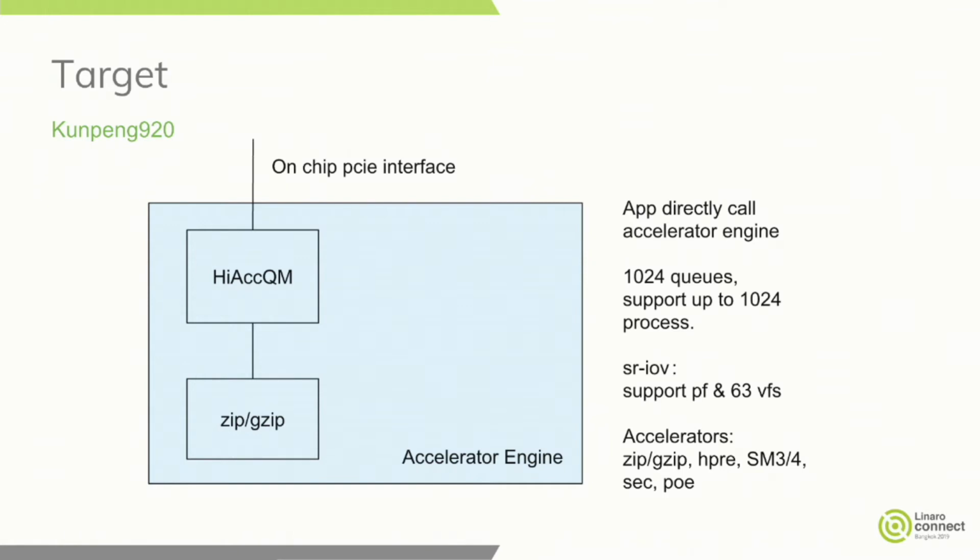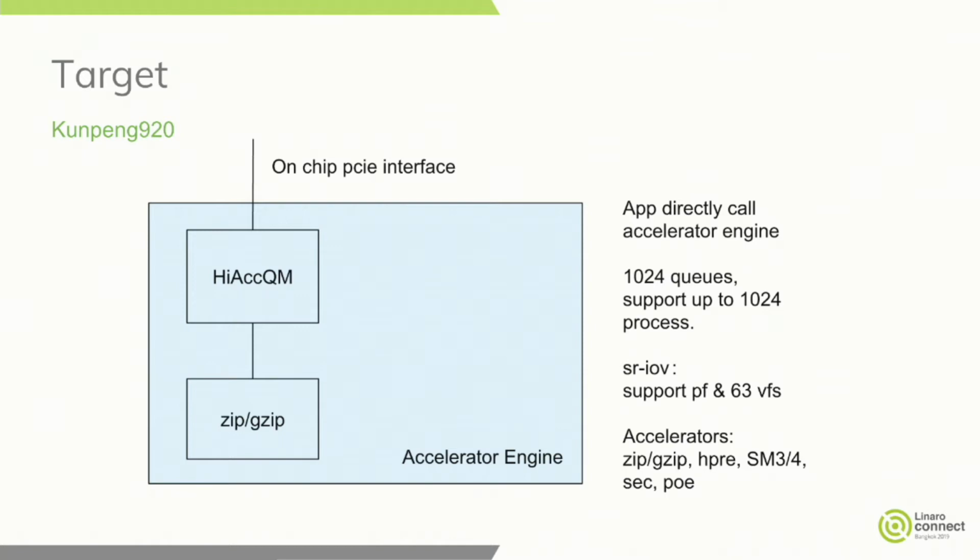This is a realization in Kunpeng 920. In our realization, it is an integrated device. It appears as a PCIe device, but in fact it is on the AMBA bus. We will use zip and gzip as an example later. Above this accelerator, there is queue management. It can provide 1024 queues. Each queue can support one process. It means 1024 processes can run at the same time. So only one accelerator can support 1024 processes running together.